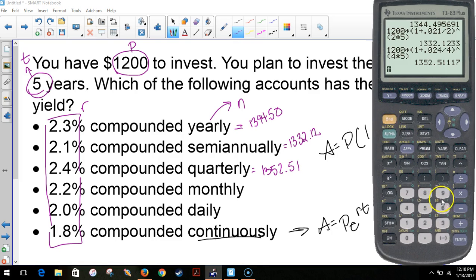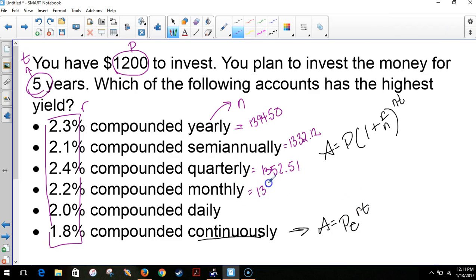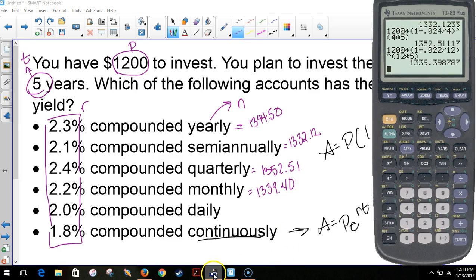Let's look at monthly. Second, enter. I'm going to have to rewrite some of this because now I have a 2.2, but my 12 will overwrite some of it, so I'll have to rewrite that last piece again, 12 times for 5 years. 1339.40. Quarterly still our winner. Let's look at daily.